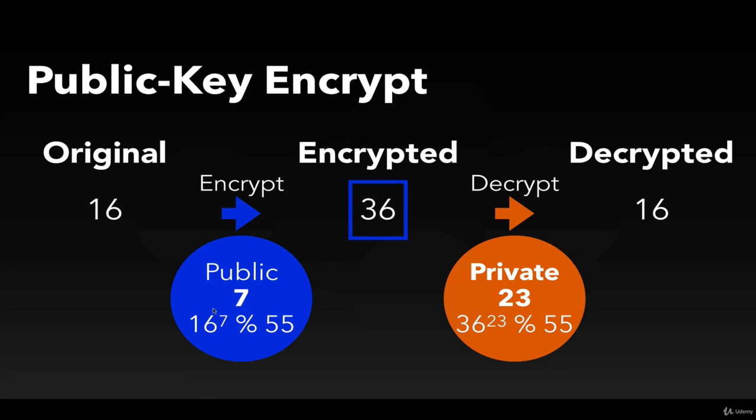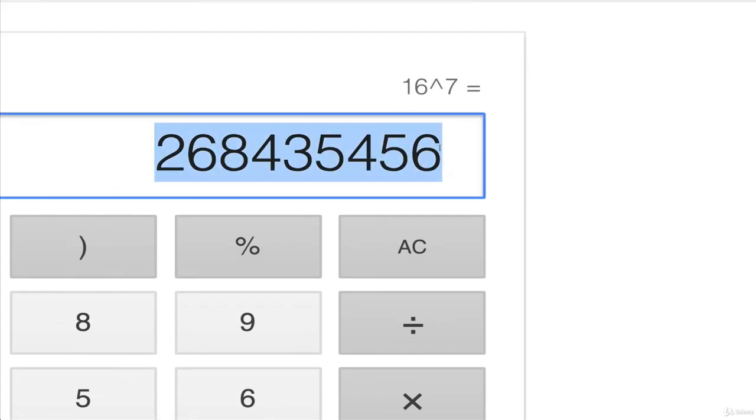16 to the 7th is a big number. Yeah, it's pretty big. Even though we're talking about small exponents here, 16 to the 7th grows really fast. This is 16 to the 7th right here. So those are two small numbers. This is a 2-digit number raised to a 1-digit number.